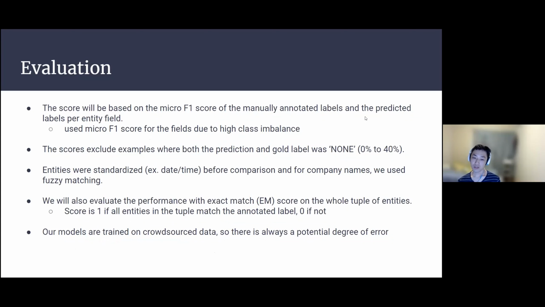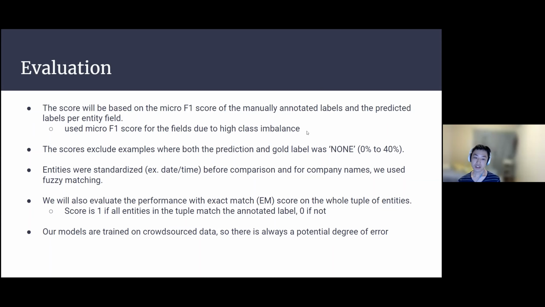For evaluating performance, we used micro F1 score for each field. Our scores also exclude examples where both the prediction and the gold label were none. For example, if the company name gold label was none and our prediction was also none, that example would get excluded from the calculation. We also had to standardize entities from the text, things like the date and time. And we also use fuzzy matching for company names because the strings don't always match up exactly.